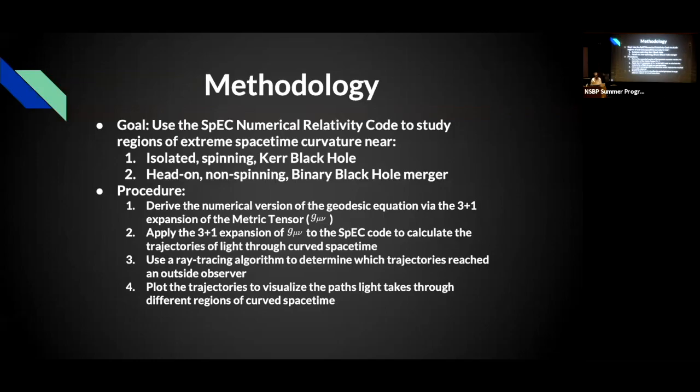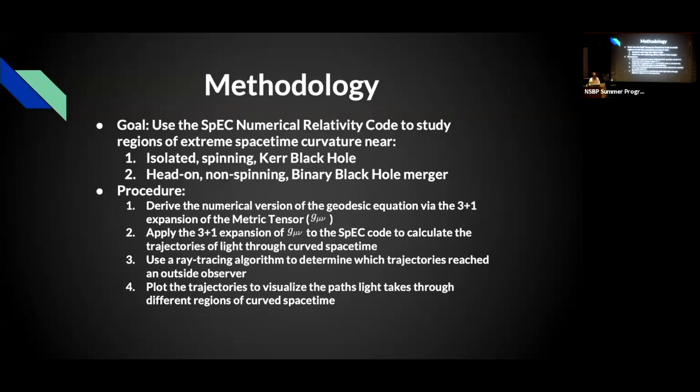And in order to perform these types of calculations numerically, the first step that I needed to do was essentially derive an expression for this thing called the metric tensor. I'll go more in depth about what that is and what it means, in a form that could be plugged into a computer essentially and solved numerically over some given time domain. The next step was to apply that 3+1 expansion of the metric tensor to the SpEC code to begin calculating a large sample of trajectories that essentially would follow the path that light would take through these intense regions of space-time curvature.